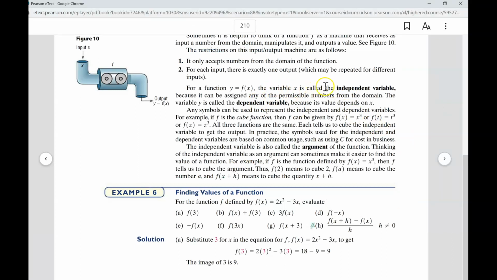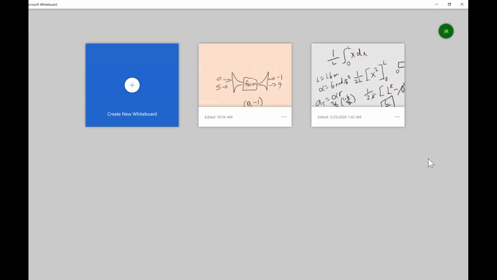The variable x can also be called the independent variable because it can be assigned any of the permissible numbers from the domain. But the variable y is called the dependent variable because its value depends on what x is. So you put whatever you want in for x, it's independent. But then y is dependent because it's going to take its value from what you put in for x. Another vocabulary word: the x variable, or the independent variable, is also called the argument of the function. So we have lots of synonyms here. Let's see if I can tell you what these synonyms are.